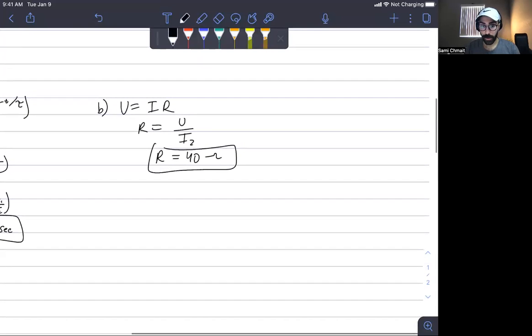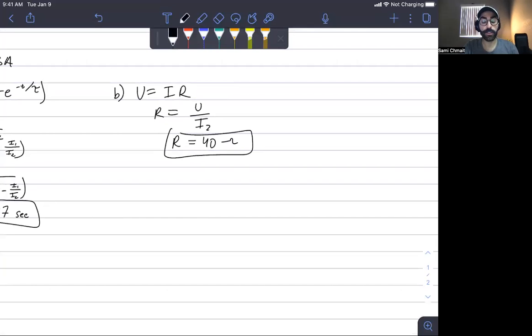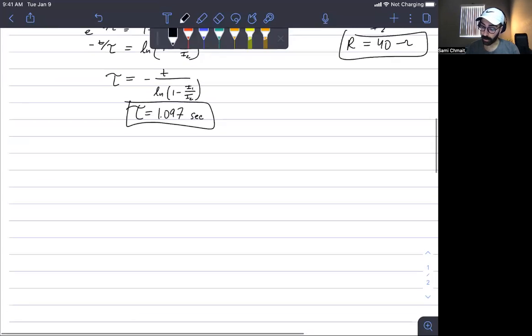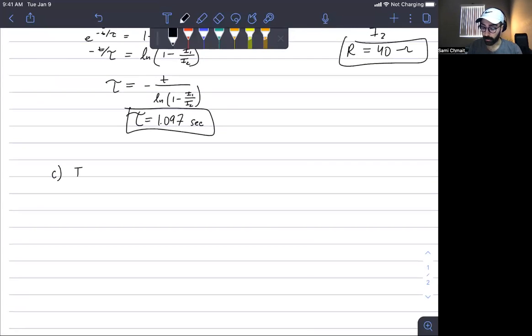Cool. And then in part C, we're asked to solve for the current after a certain amount of time. So we need to solve for current as a function of time. So I(t) is Imax times (1 minus e to the minus t over tau), okay? And Imax is equal to I2. We talked about that before. 1 minus e to the minus 0.5, divided by tau, which we previously solved for.